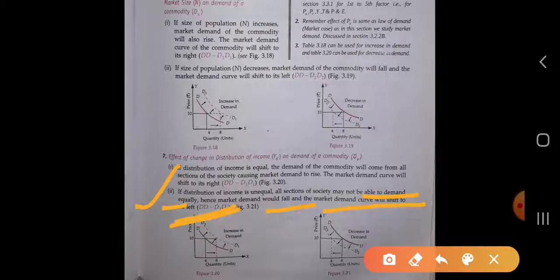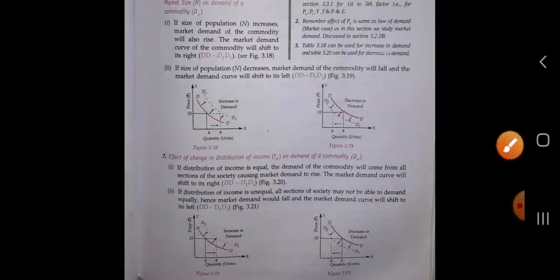Okay, whenever the income is not equal, all the sections of society, whether related to agriculture, industrial, as well as the tertiary or service sector, will not demand more and more commodity equally, so the demand for the commodity will fall and the demand curve will shift to the leftward. For example, it will shift to the leftward from D to D2. It is so simple. Okay.